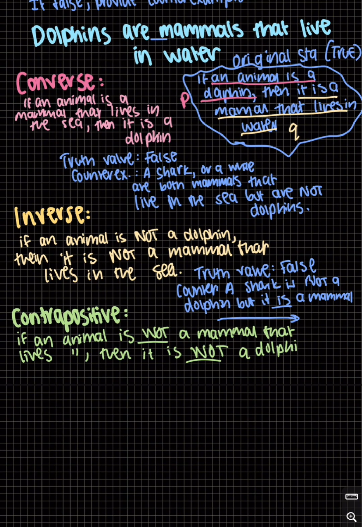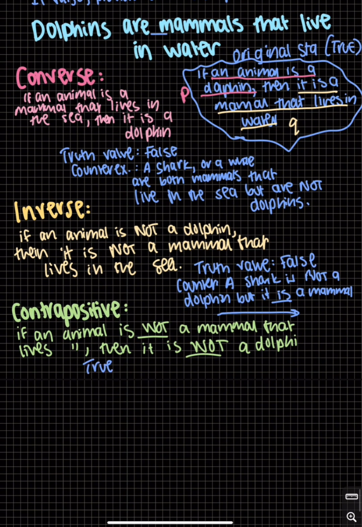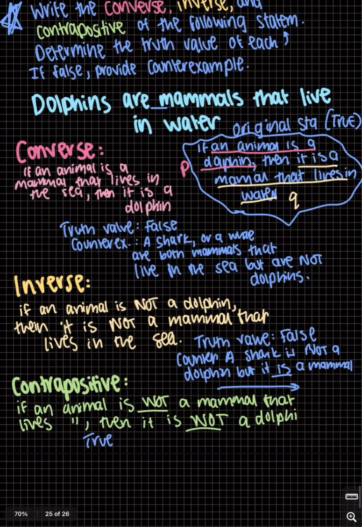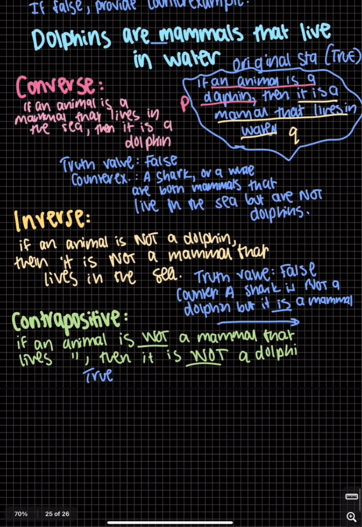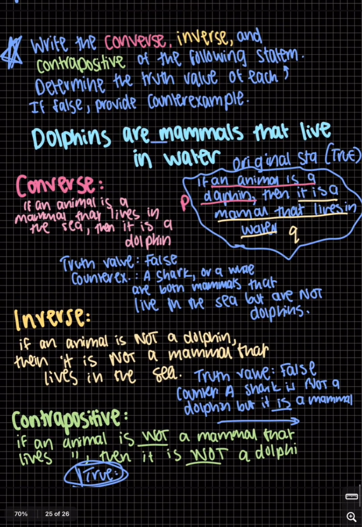Now, let's think, what is the truth value of this? Well, as I've told you before, a contrapositive will always be logically equivalent to my conditional statement, meaning that my original statement up here was true, right? If an animal is a dolphin, then it is a mammal that lives in the water. So by that logic, because I know that a contrapositive is logically equivalent to my original statement, I can already say that the contrapositive is true. There's no counterexample, nothing. And yeah, that is basically it.